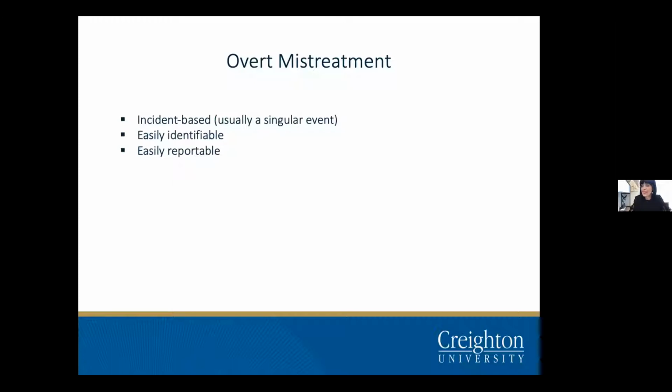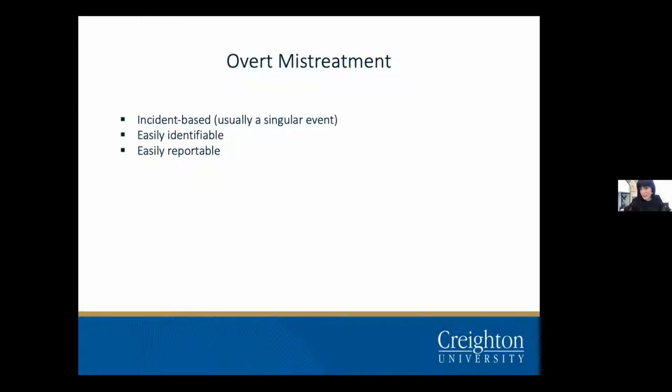So it's usually incident-based, like a singular event where maybe a resident treated a medical student poorly or an attending treated a resident poorly. And you can point to that one event. It's easily identifiable and usually easily reportable. When it's so obvious, it's reportable.